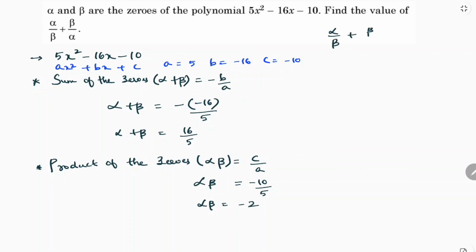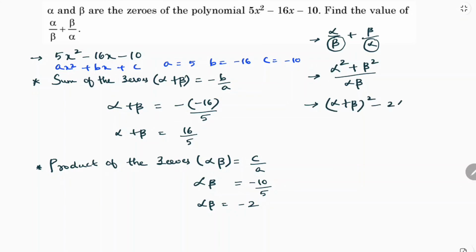plus beta by alpha. So here I'll take the LCM, alpha beta. Here I have beta, so I'll multiply alpha, so it will become alpha square. Here I have alpha, so I need to multiply beta, so beta square. Now alpha square plus beta square, the formula is alpha plus beta whole square minus 2 alpha beta, by alpha beta. Now if I substitute the values, I'll get the answer.